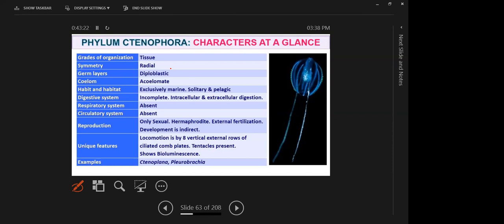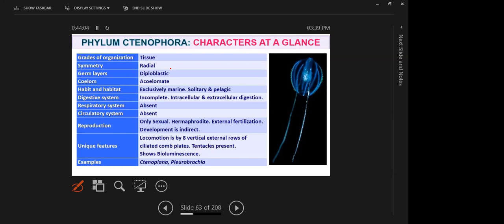Ctenoplana, Pleurobrachia. Ctenoplana and Pleurobrachia. So what is the unique feature of Porifera? Nitya, what's the unique feature of Porifera? Yes, ma'am. Ma'am, the spicules. Very good.